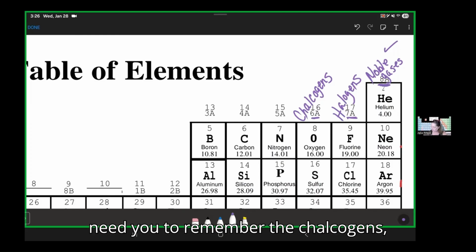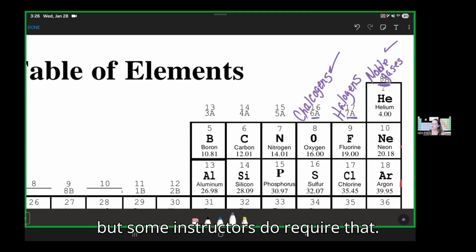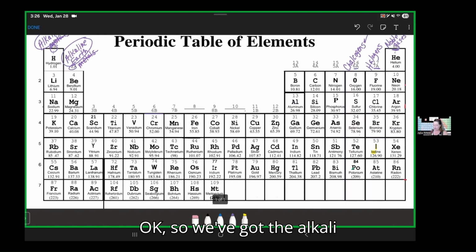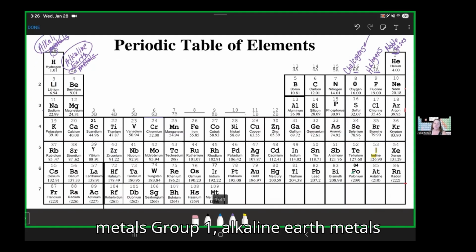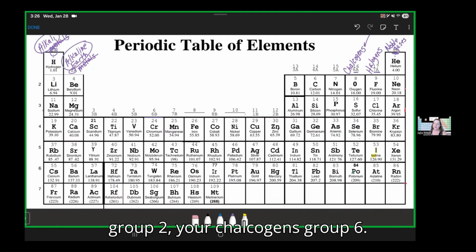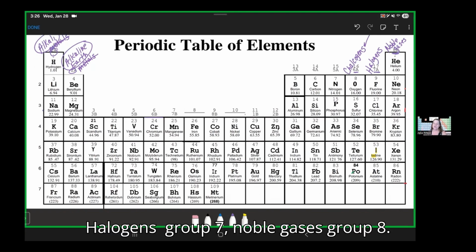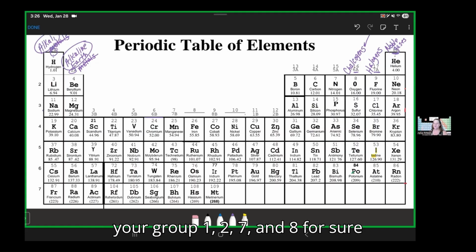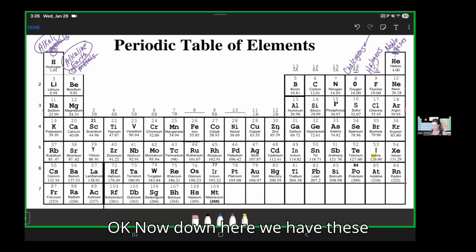Most instructors will not need you to remember the chalcogens, but some instructors do require that. So I've got it on here. Okay, so we've got the alkali metals, group 1, alkaline earth metals, group 2, your chalcogens, group 6, halogens, group 7, noble gases, group 8. Okay, you will absolutely need to know your group 1, 2, 7, and 8 for sure.